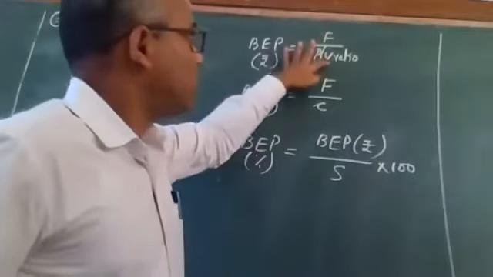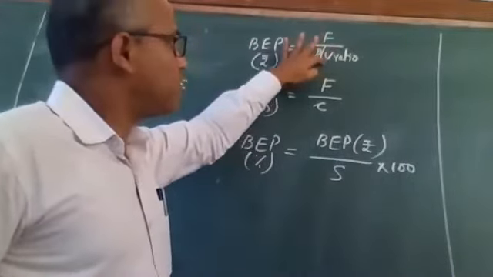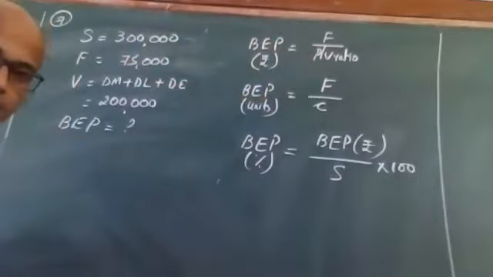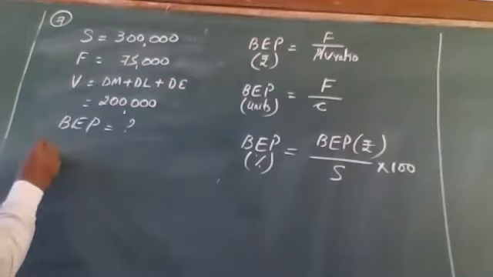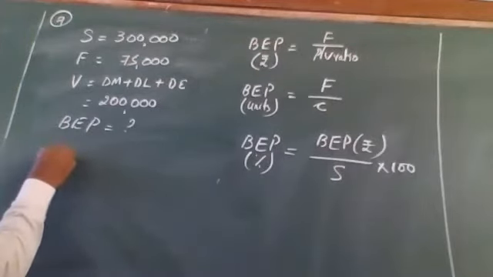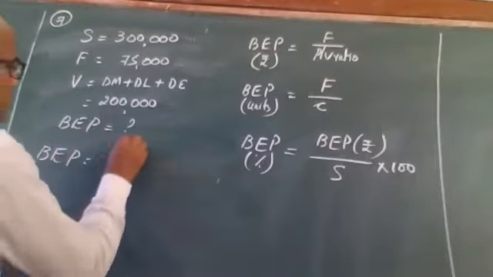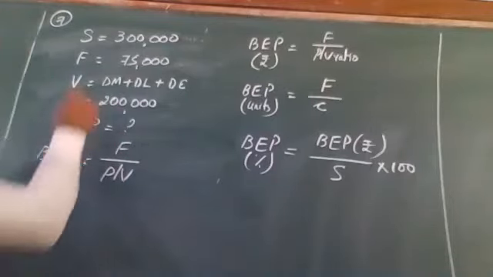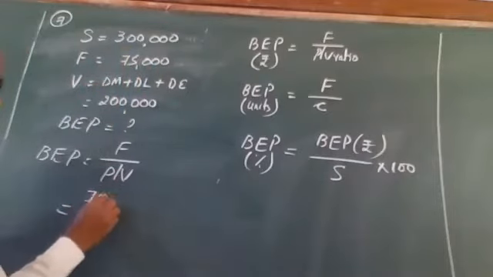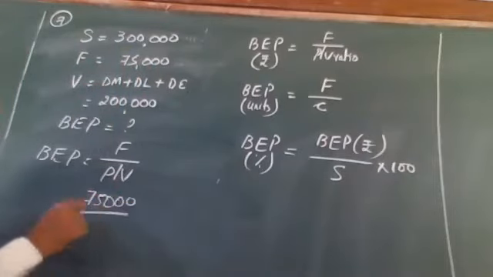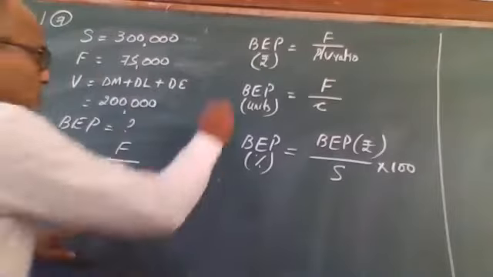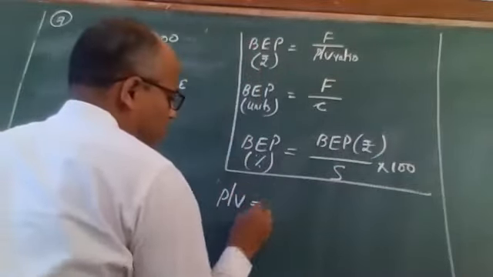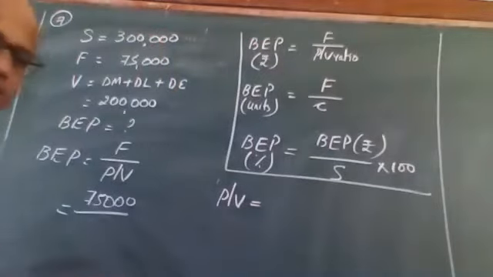Go to this BEP rupees. Fixed cost divided by PV ratio. We have fixed cost. Can we find out PV ratio from this information? Yes, sir. So the solution goes like this: break-even point is equal to fixed cost divided by PV ratio. Now the question is, I know fixed cost. It is 75,000 divided by something. So this something is missing. What I will do, I'll try to find out here PV ratio. What is the PV ratio formula? Go back to your previous class and think.